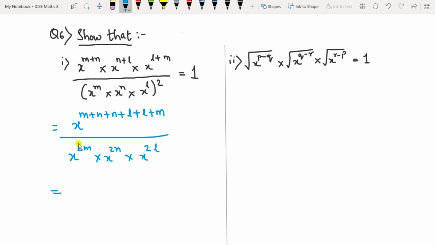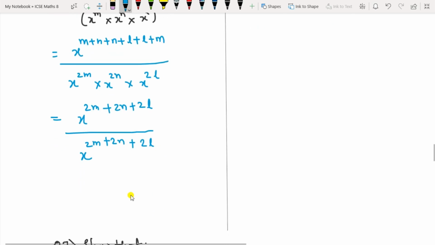So now this one is becoming, you can see here 2m, 2 times m is there, 2 times n and 2 times l. So it becomes x raised to 2m plus 2n plus 2l, and this whole upon x raised to 2m plus 2n plus 2l. So now you can see both the terms in the numerator and the denominator are the same.